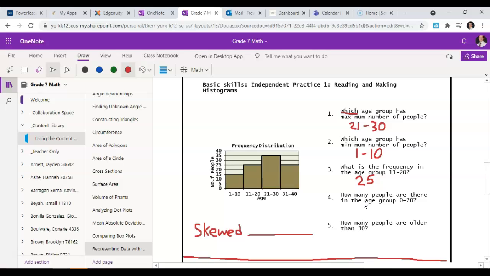Good. Number 4, how many people are there in age group of 0 to 20? Well, I don't see 0 to 20 anywhere on here, but I do see 1 to 10, and I do see 11 to 20. So if I know there are 15 people here, and I know that from 11 to 20, we just did that one, there are 25 people here. Well, then altogether, from 0 to 20, I would just add those two together. 15 plus 25 would be 5 plus 5 is 10. Carry the 1. 2 plus 1, that would be 40 people.